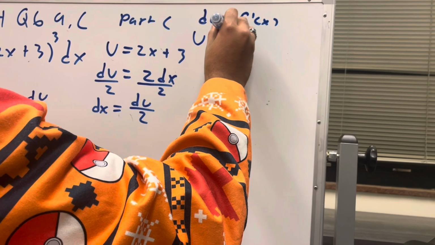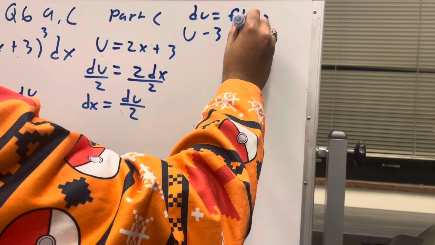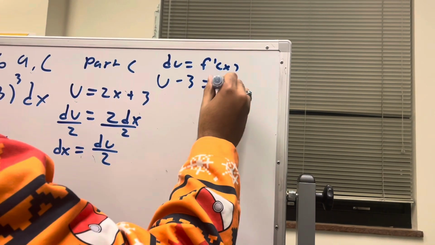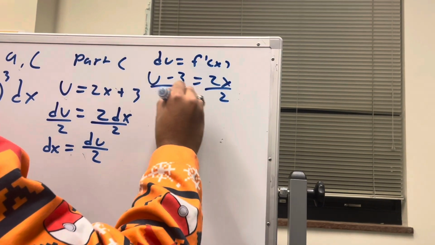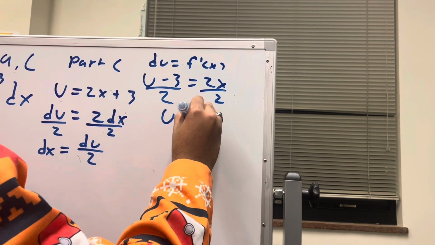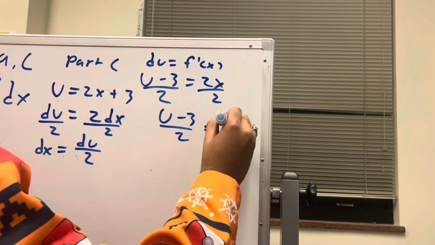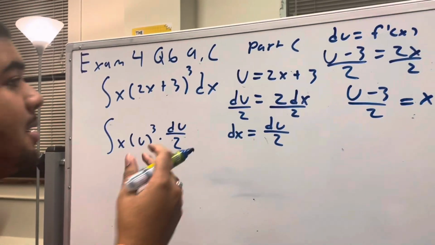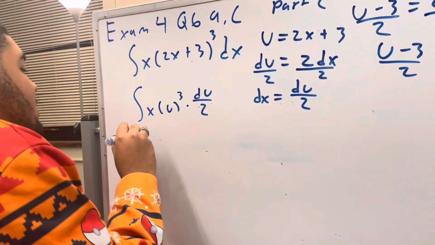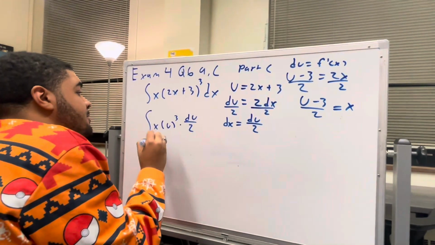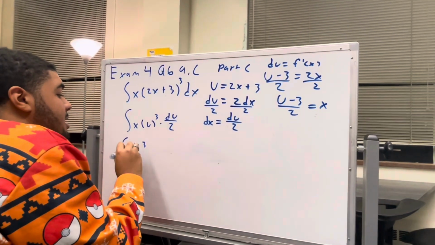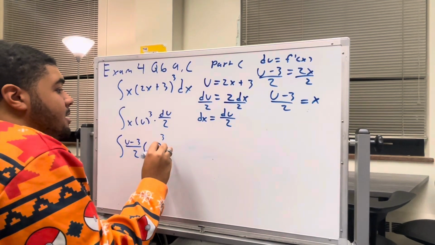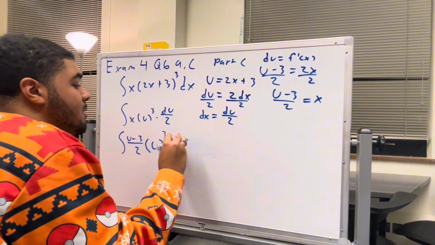So u minus 3 equals 2x. And then you would divide by 2 on both of these terms, and you would get u minus 3 over 2 equals x. So now that we know what our x is, we can do the integral of u minus 3 over 2, and then u to the third times du over 2.